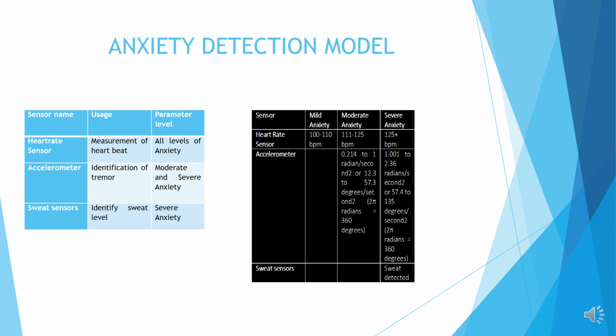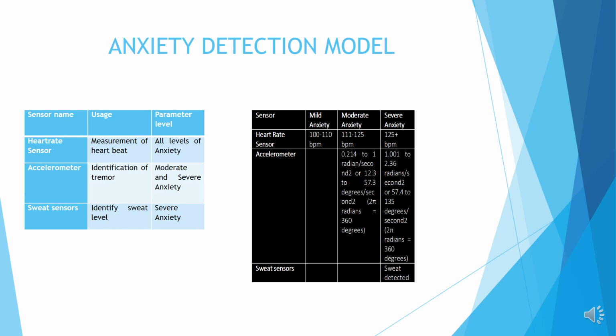The values used to classify anxiety are as follows. Basically, a normal heartbeat is in the range of 60 to 100, and while a person is anxious, his heartbeat automatically increases. So for mild anxiety, the range chosen is 100 to 110. Moderate anxiety, 111 to 125. And for severe anxiety, it's greater than 125 BPM. BPM is, sorry, beats per minute.